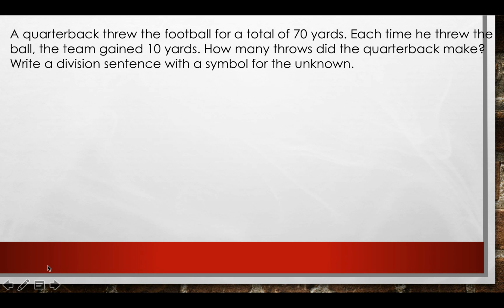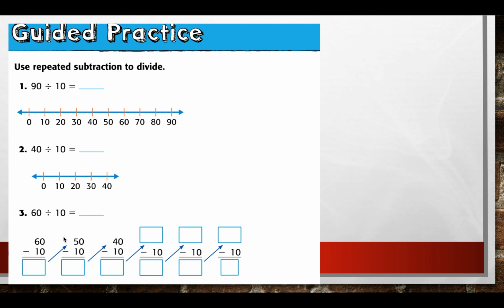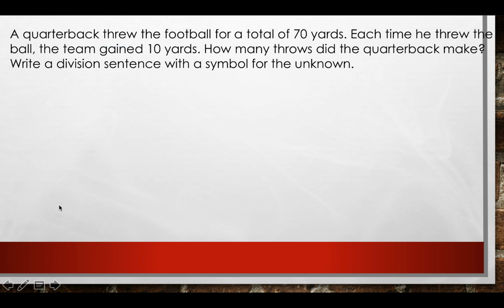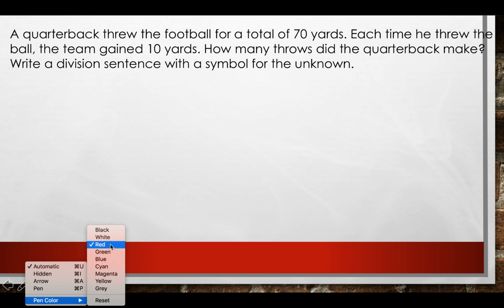Okay, here's another example. We're going to solve it the same way. We're going to look for key information, restate the question, draw a picture, do whatever it is that we need to do in order to get our answer. So here, it says, I'm going to try to use another pen color too.